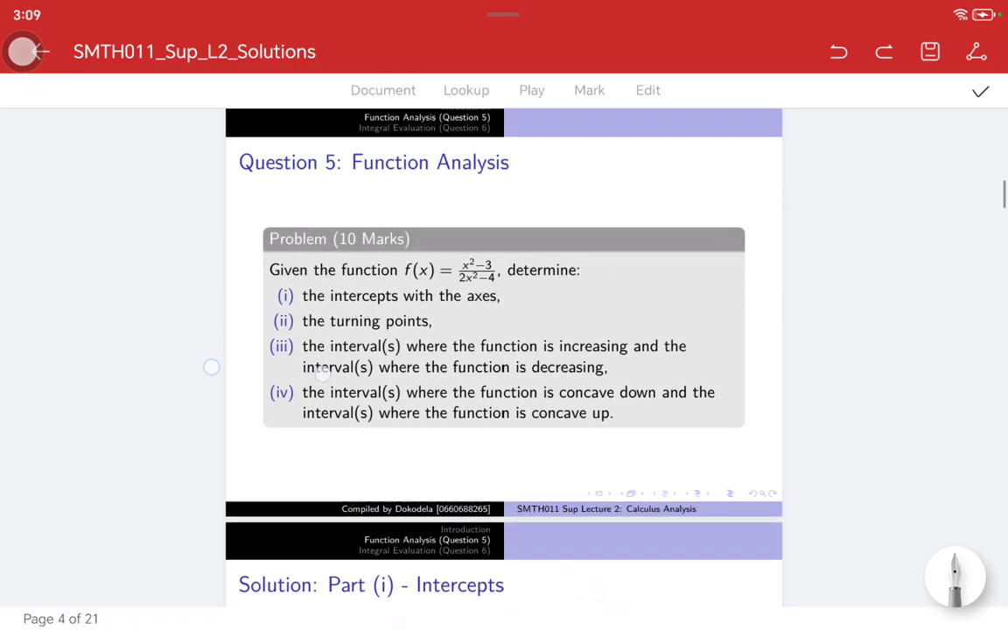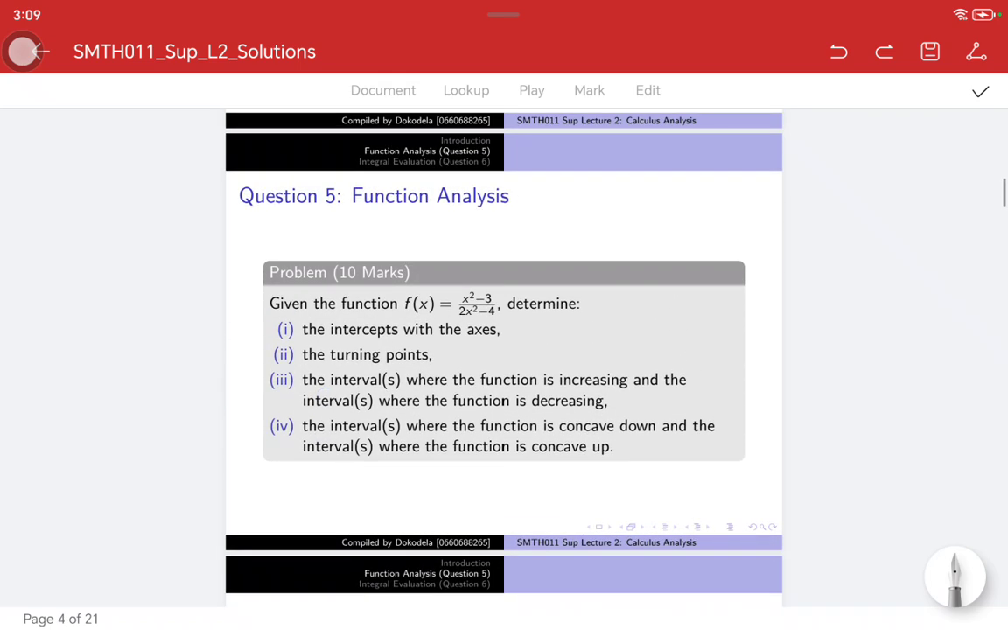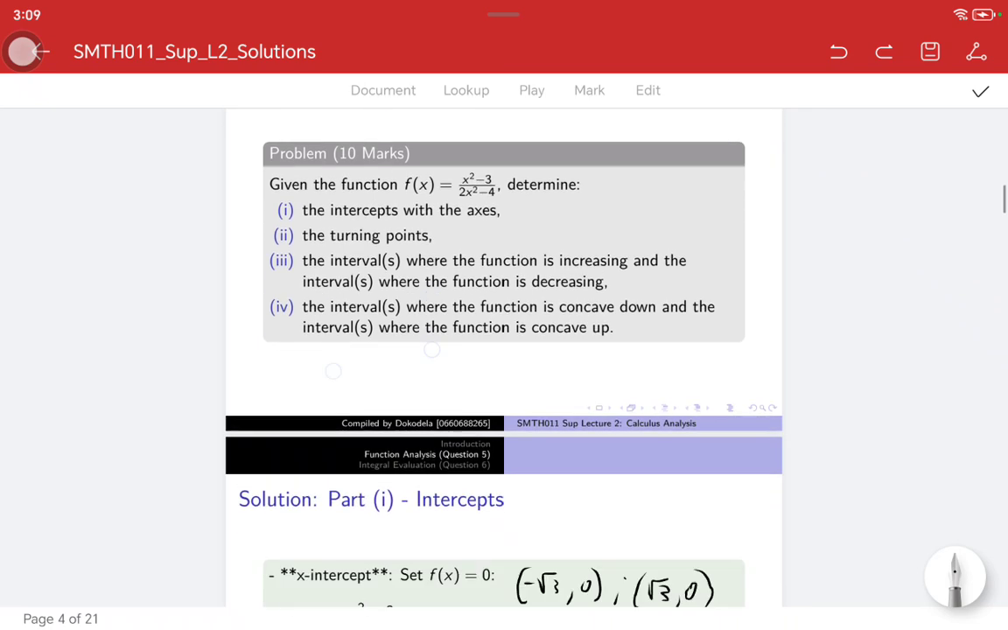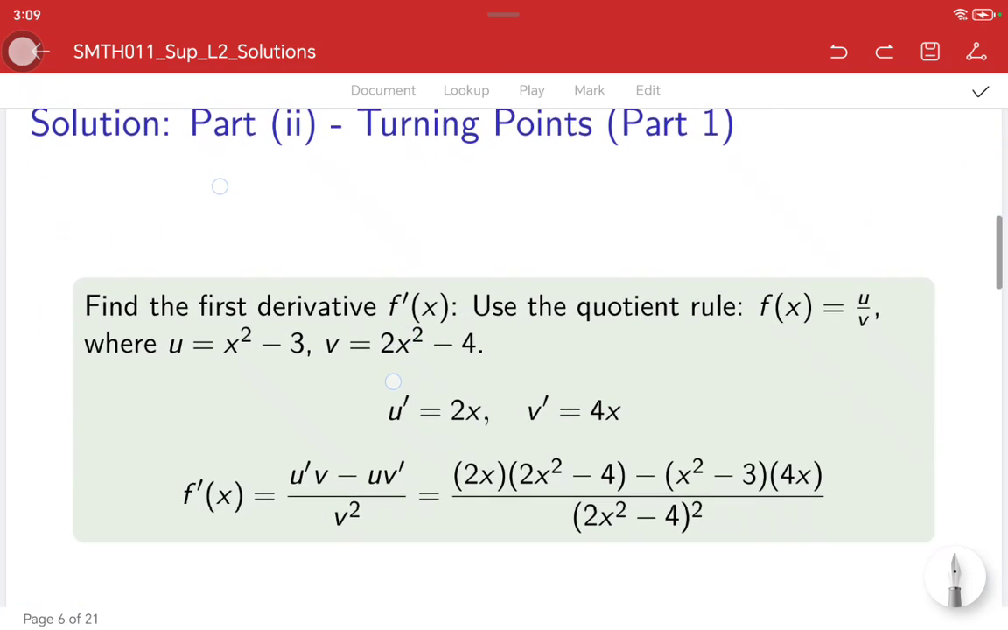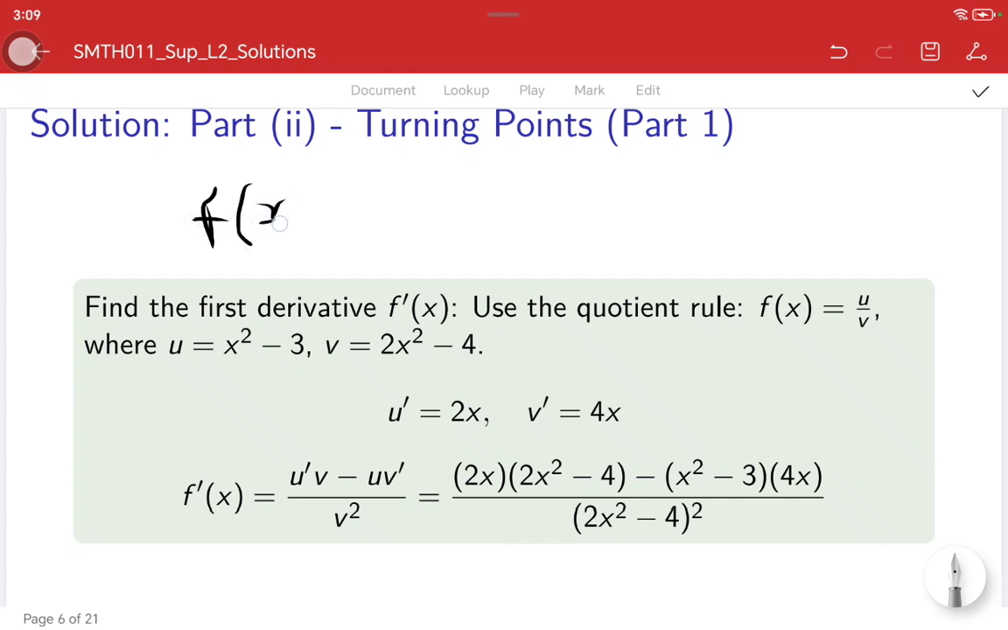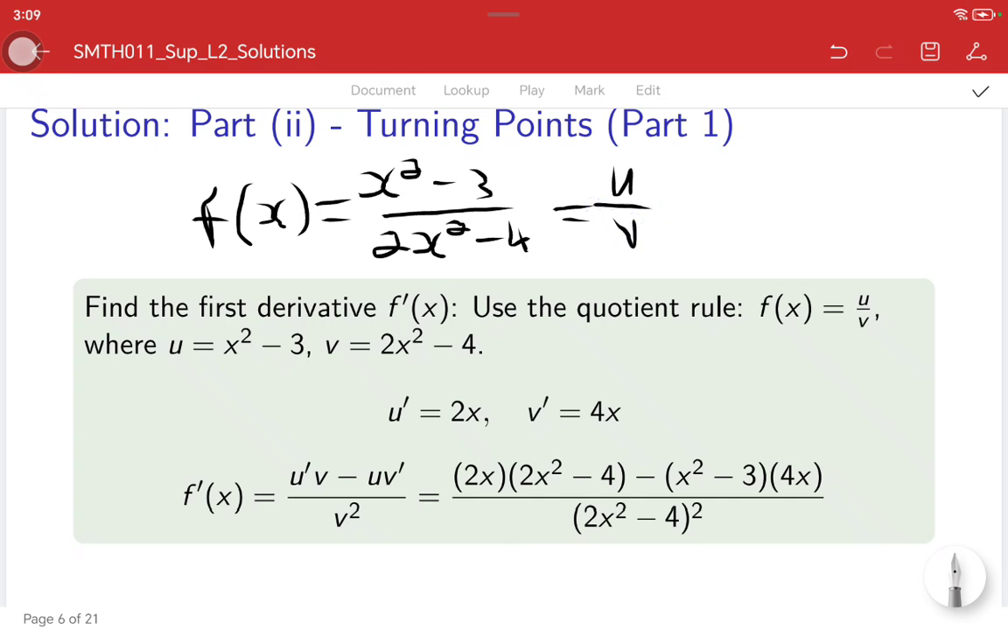Then we come to dealing with the turning points. On this function, we're given that f of x is equal to x squared minus 3 over 2x squared minus 4. When we look at this question, I can decide to let the numerator be u and let the denominator be v. So I can have f of x is equal to u over v, right? This usually simplifies things.